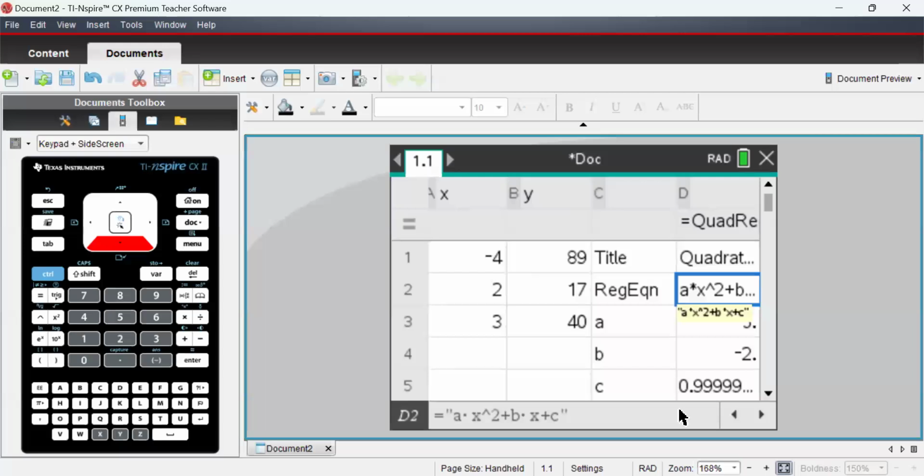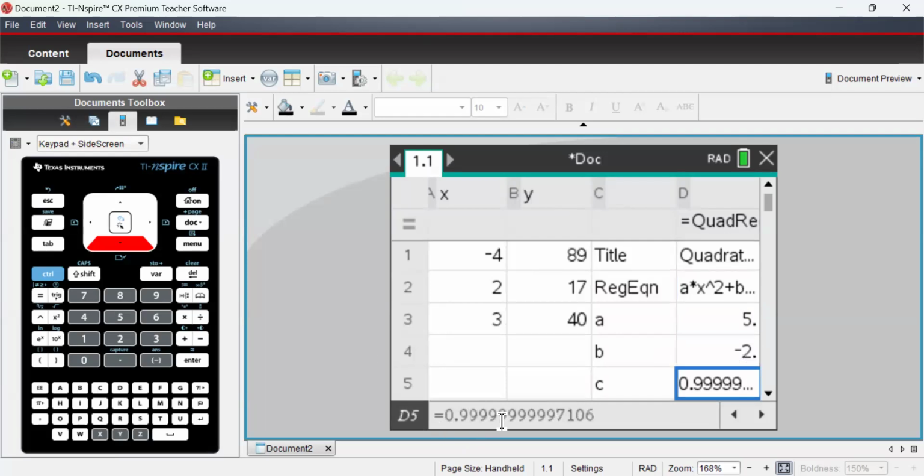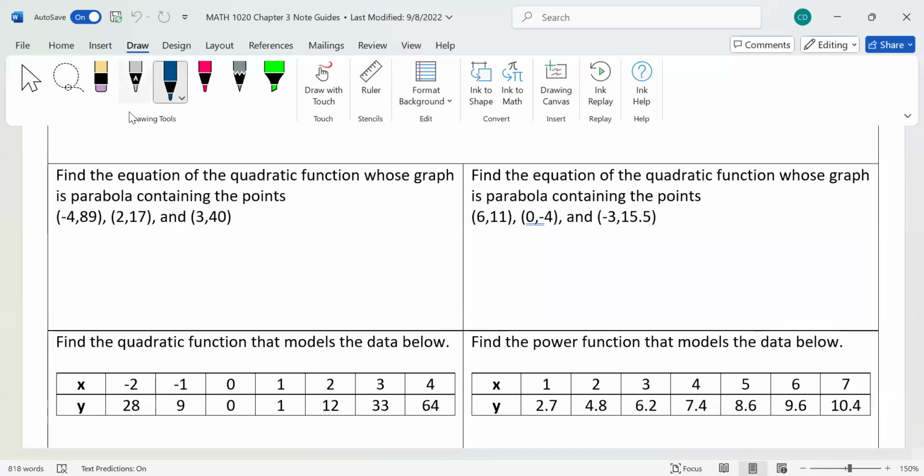All right, so it's in the form ax squared plus bx plus c. A is 5, b is -2, and c, let's look at c. Now, if you look in the box, this is close to what? That's just going to be 1. Let's flip back over to the note guide. So the equation is y equals 5x squared minus 2x plus 1.